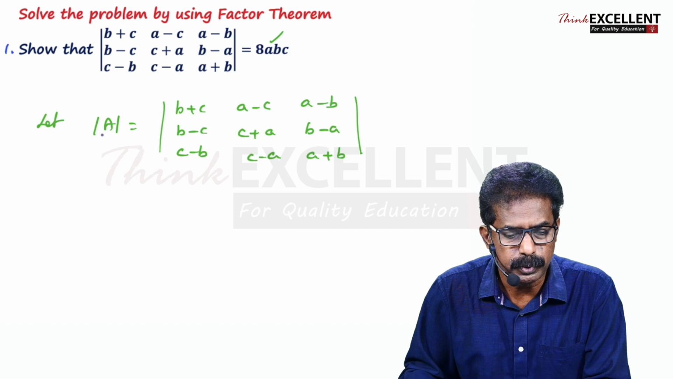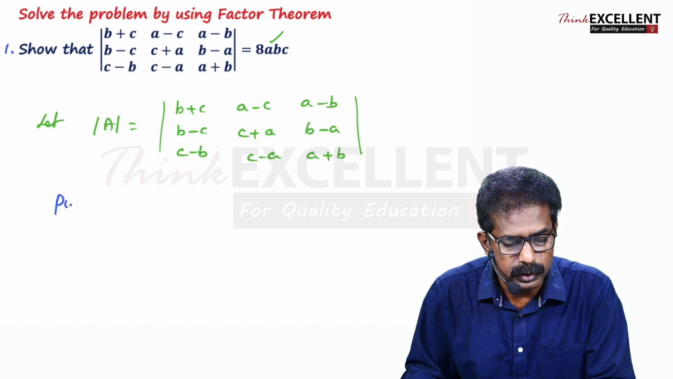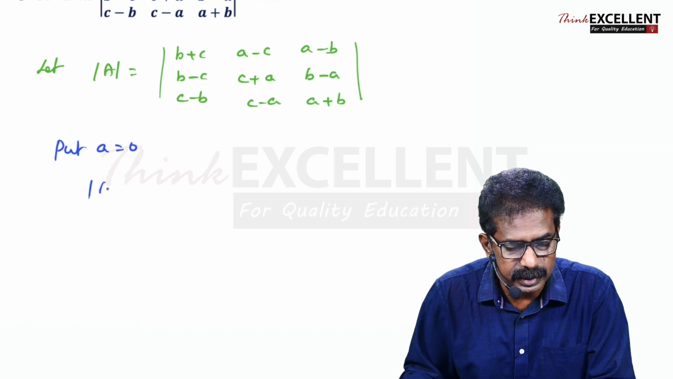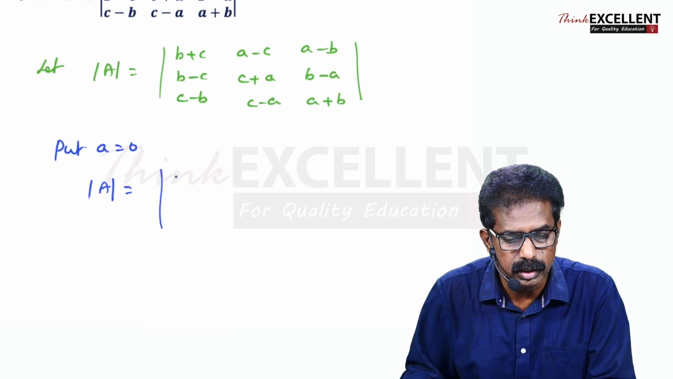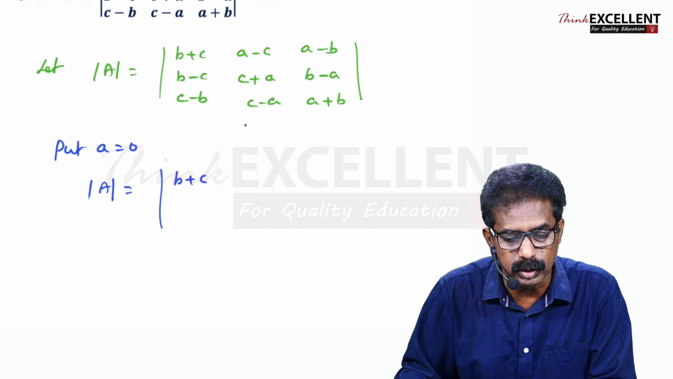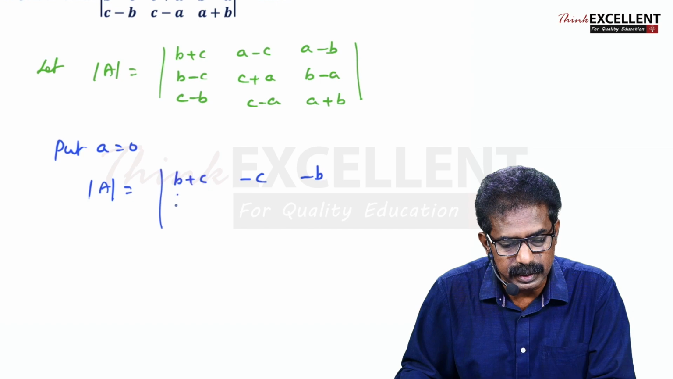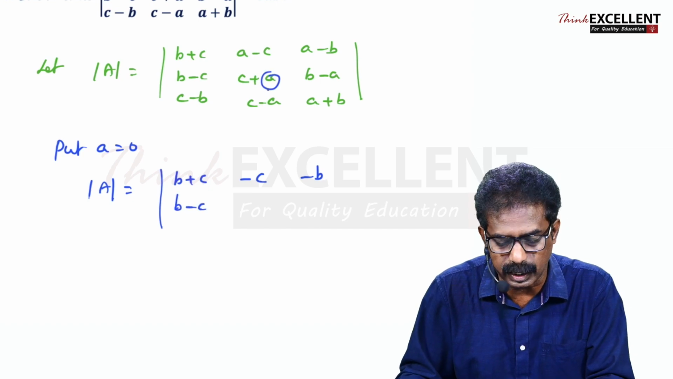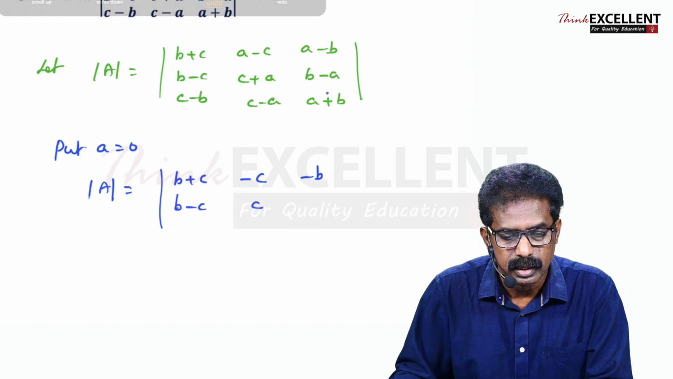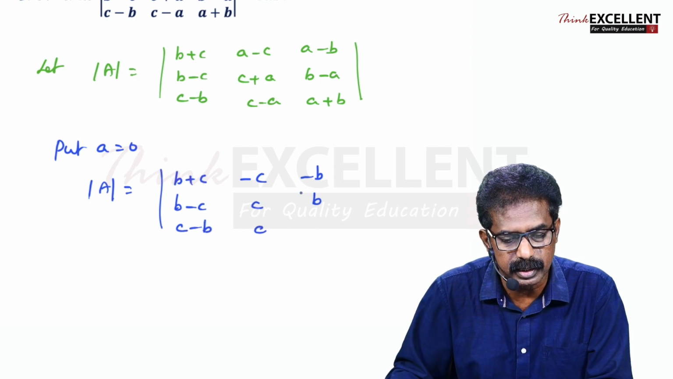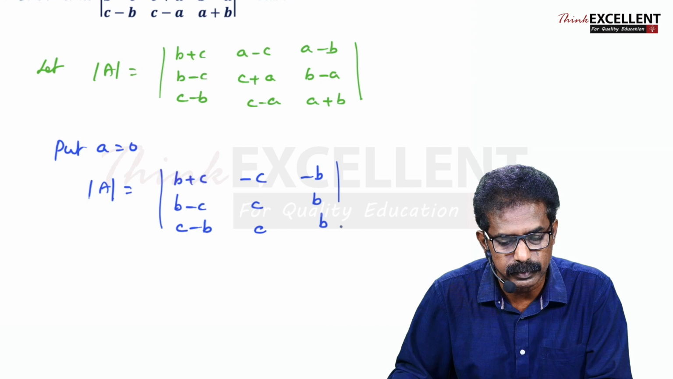Now, to prove a is a factor, you put a equal to 0. So determinant delta, when you put a equal to 0: b plus c, a you are giving 0, so minus c; a you are giving 0, so minus b; b minus c; a is 0, so you get only c; a is 0, you are getting b. The last row, a is 0, so c minus b; next element, a is 0, you get c; then a is 0, you get b.